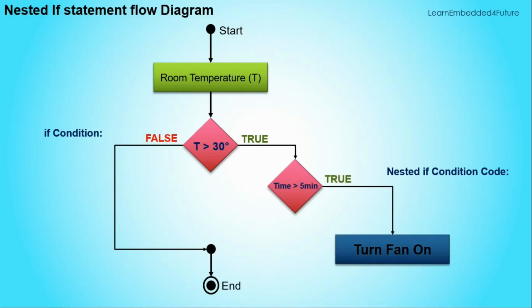If temperature is above 30 degrees for 5 minutes, in that case, conditional code for the nested if statement is executed and the fan gets turned on. Otherwise, conditional code outside the nested if statement will not get executed.